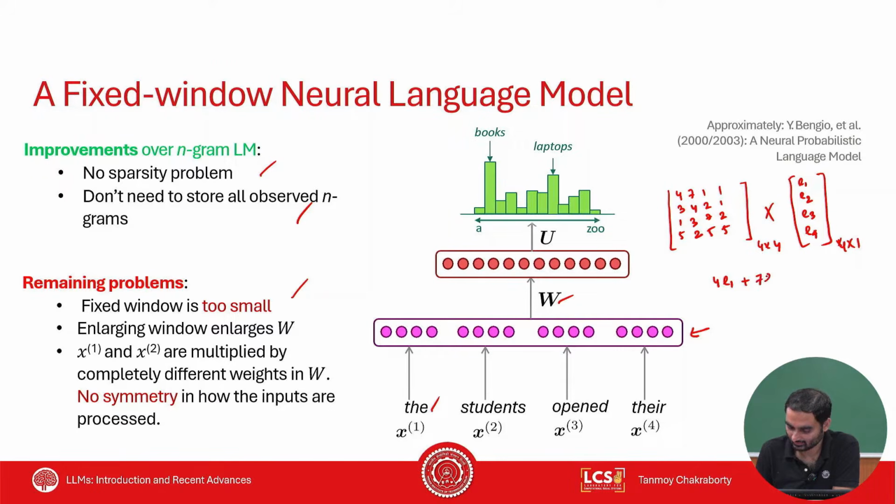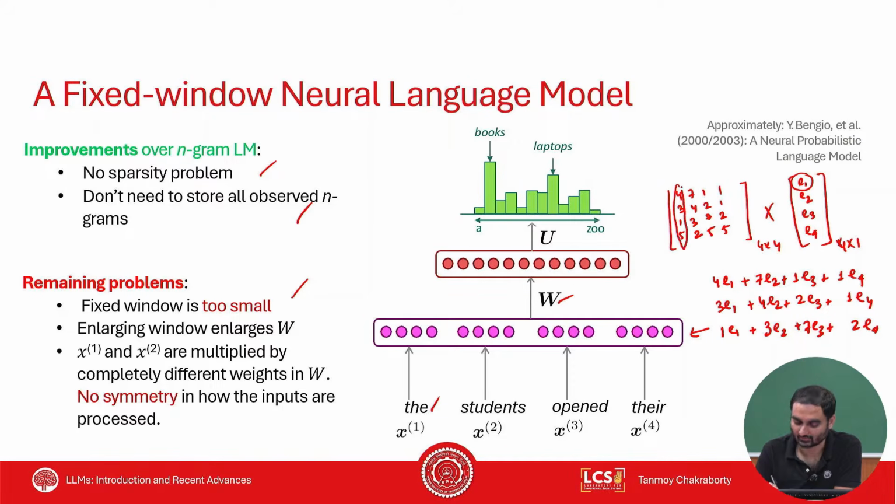4E1 plus 7E2 plus 1E3 plus 1E4, 3E1 plus 4E2 plus 2E3 plus 1E4, 1E1 plus 3E2 plus 7E3 plus 2E4. So what is actually happening? You notice what is happening here? E1 is only affecting this column. E2 is only affecting this column. E3 is affecting this column and E4 is affecting this column. Okay?